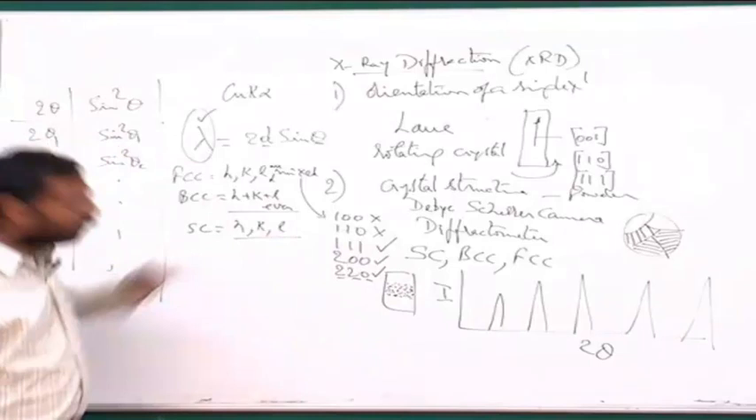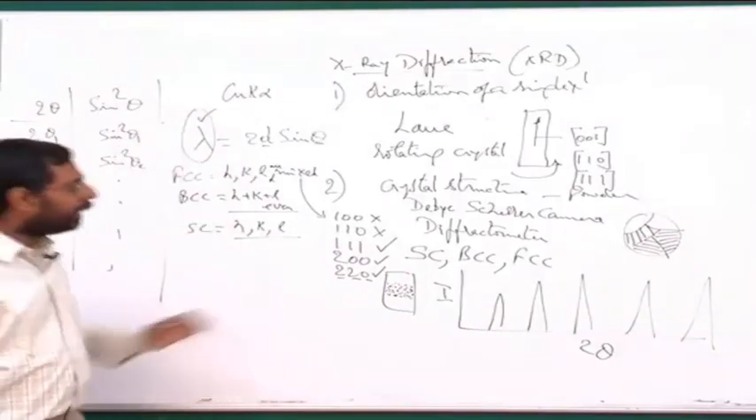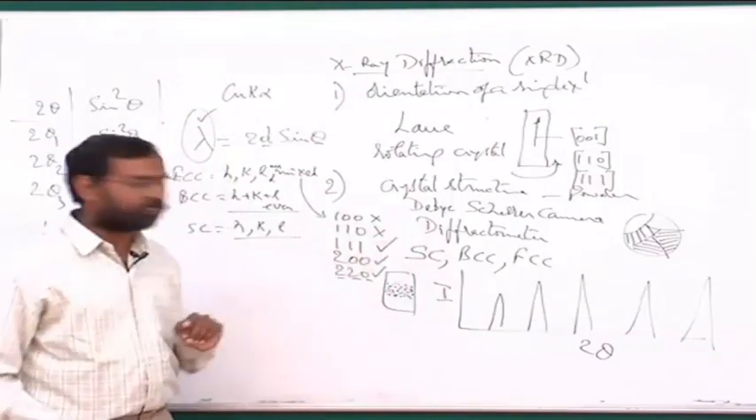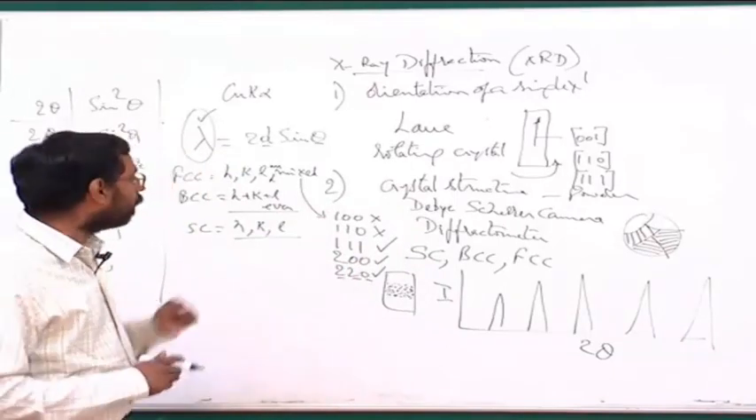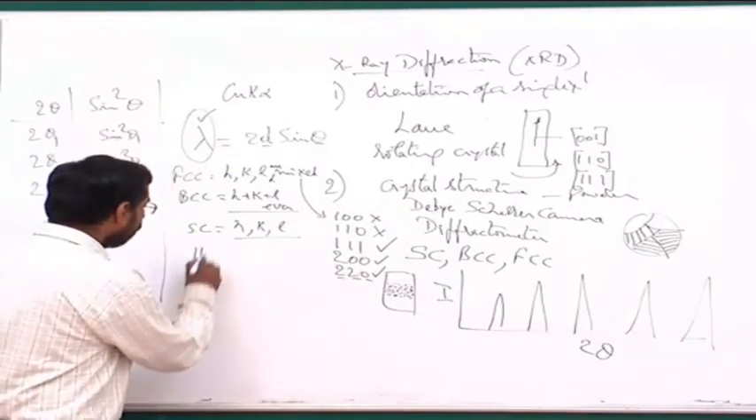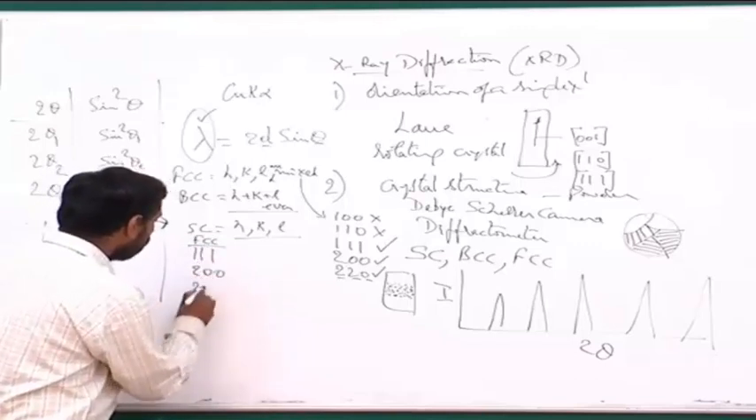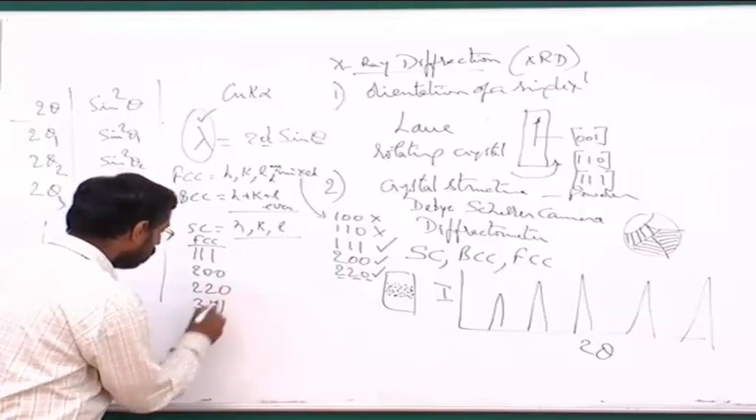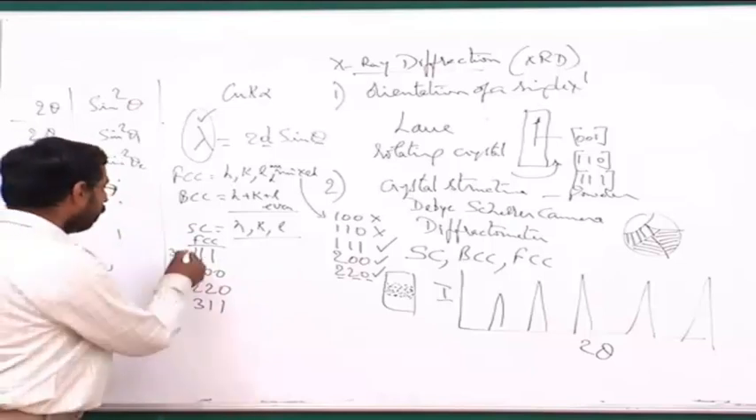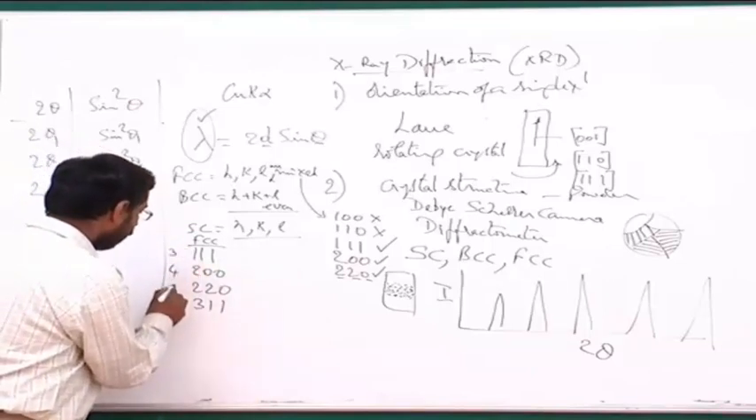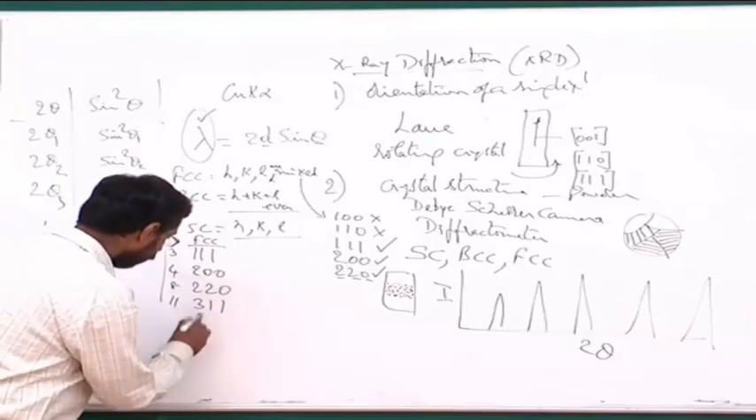So once I know this, we know that the planes that appear in a diffraction pattern for a particular crystal structure are certain fixed planes only. Not every plane will appear. If I look at the FCC, for example, we said FCC has these planes. If I take the squares of these, it is 3, 4, and then 8, 11, and then 2, 2, 2 is 12.